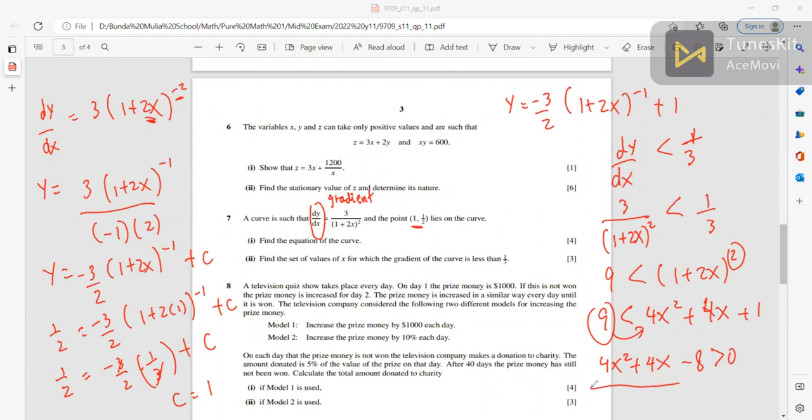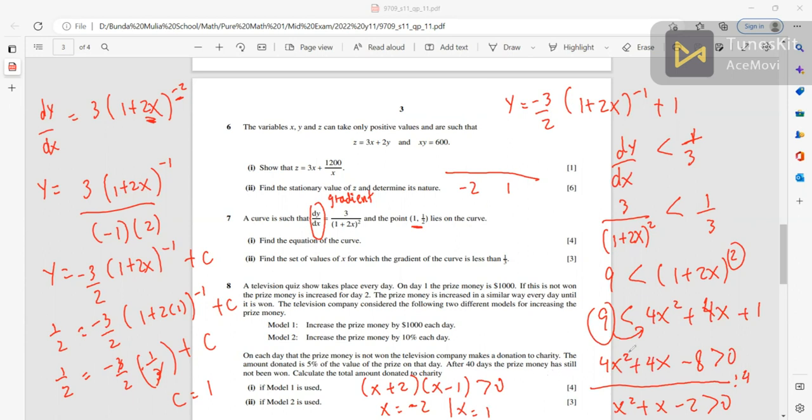Here everything divided by 4, so I got x squared plus x minus 2 bigger than 0. So I got x plus 2 times x minus 1 bigger than 0. Sorry. From here, I can get x is minus 2 and x is 1. So I have to make the number line with minus 2 and 1.